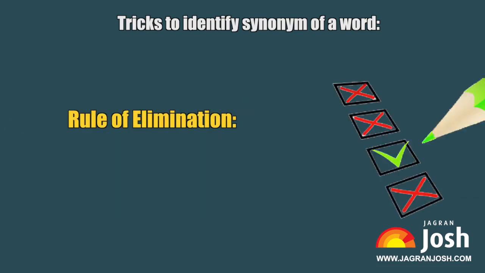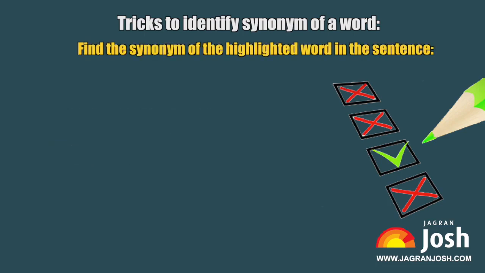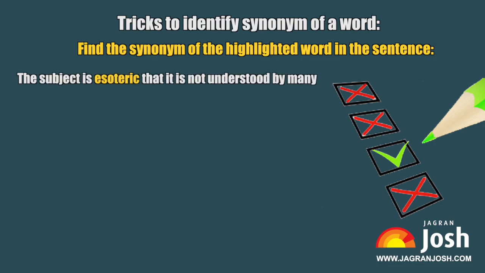Rule of elimination. Another method is to reach the way out by neglecting the improbable. There will be certain options that don't fit the context of the sentence or even the word. Look at the example below. Find the synonym of the highlighted word in the sentence. The subject is esoteric, that is, it is not understood by many.